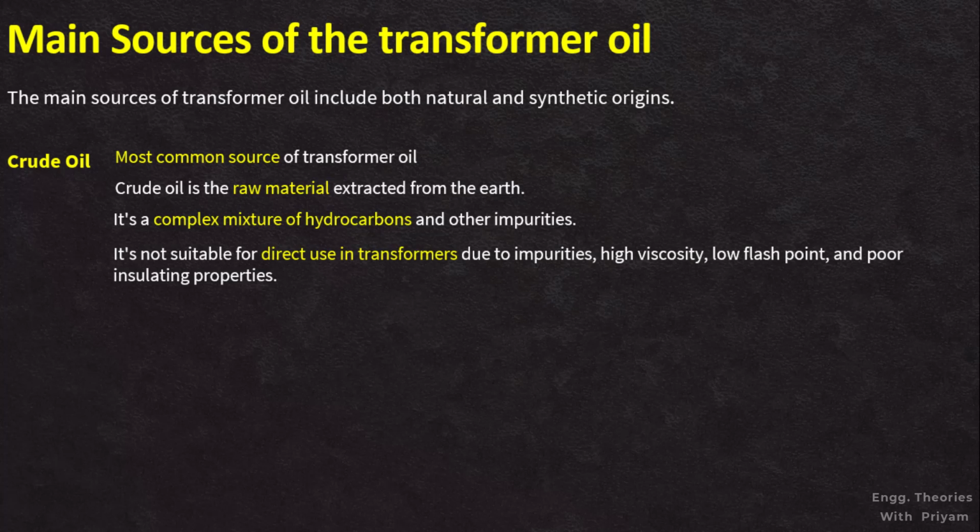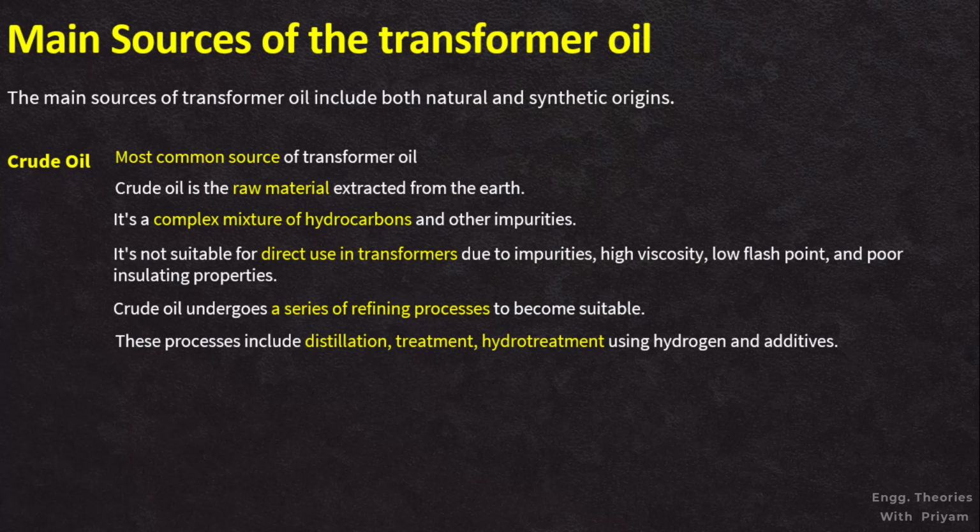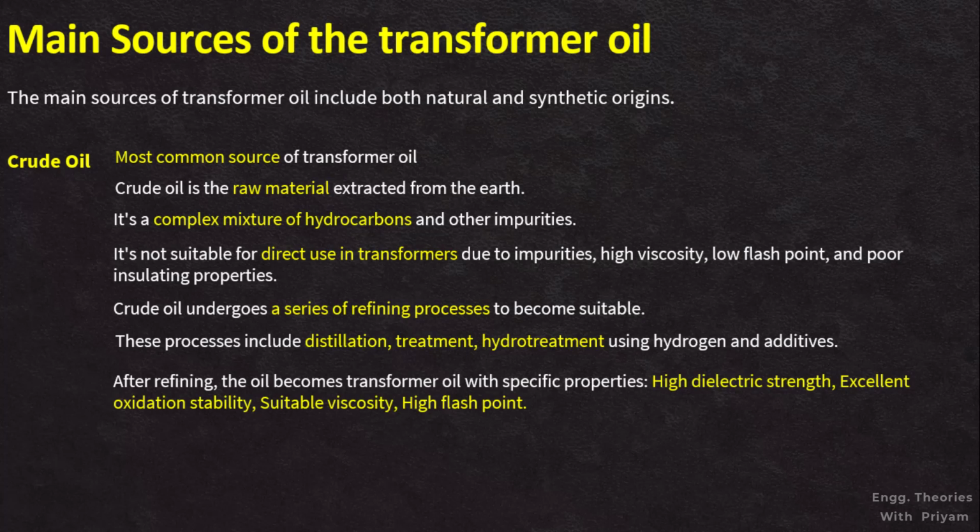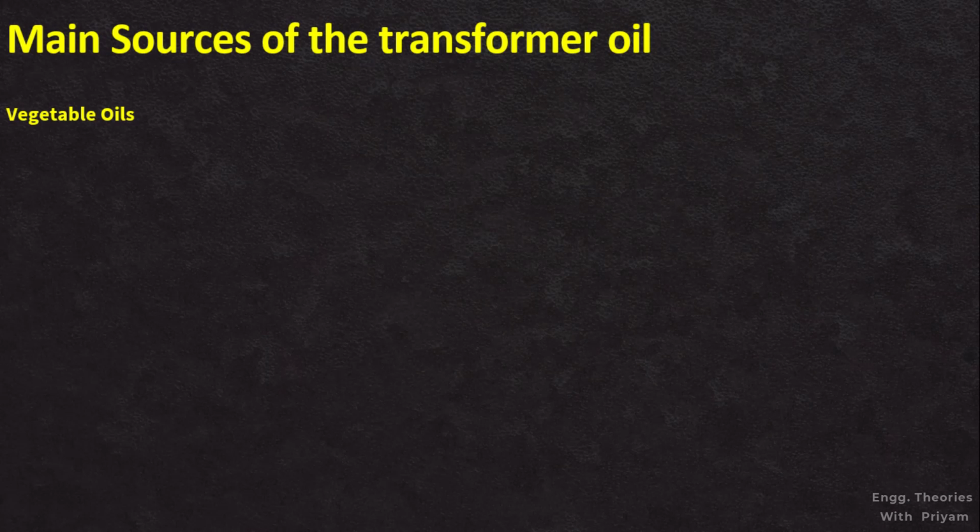It is not suitable for direct use in transformers due to impurities, high viscosity, low flash point, and poor insulating properties. Crude oil undergoes a series of refining processes to become stable. These processes include distillation, treatment, hydrotreatment using hydrogen, and additives. After refining, the oil becomes transformer oil with specific properties like high dielectric strength, excellent oxidation stability, suitable viscosity, and high flash point.